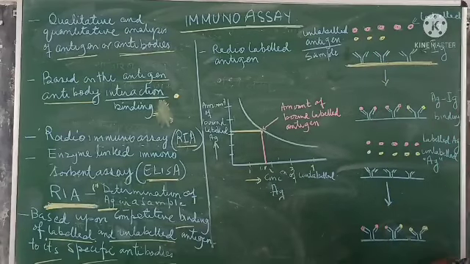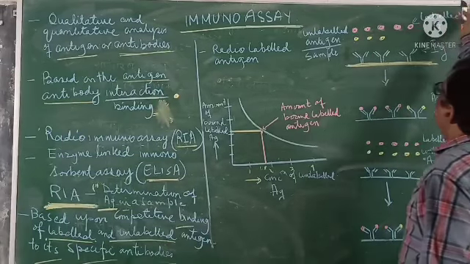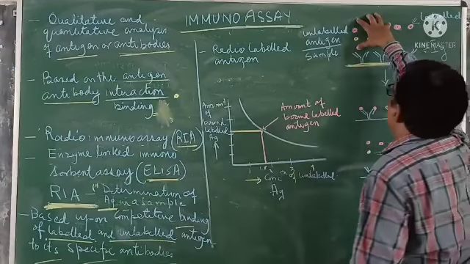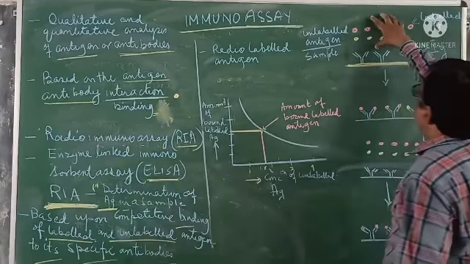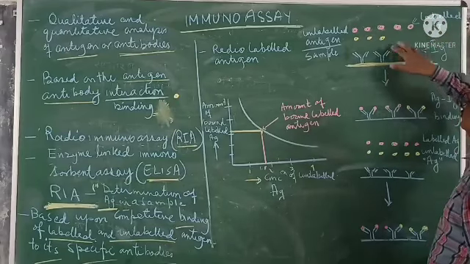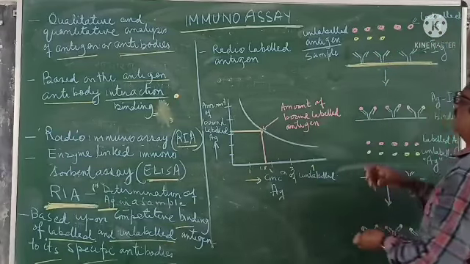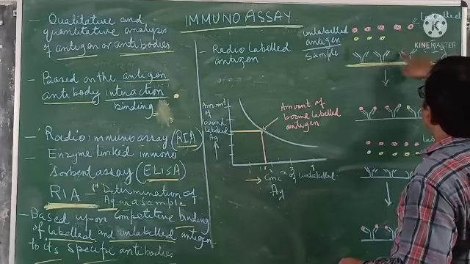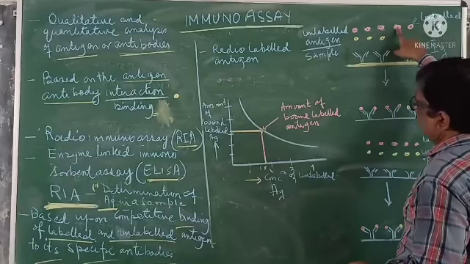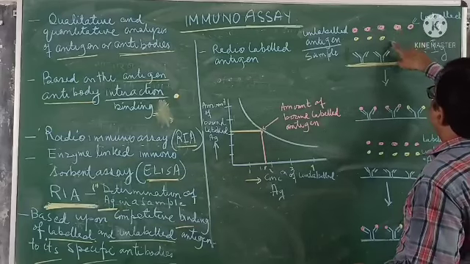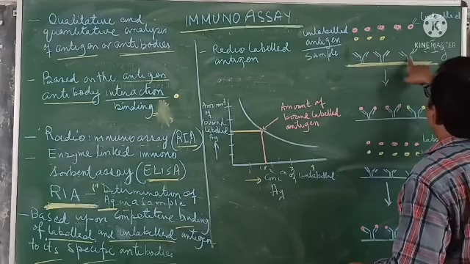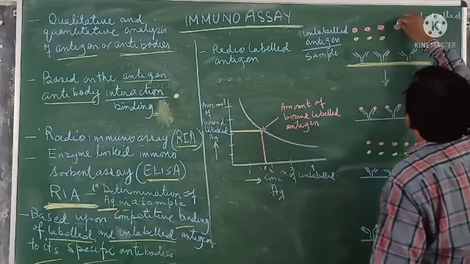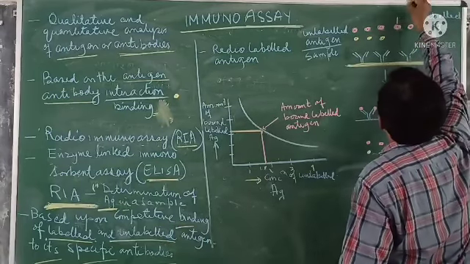And in the next step, two versions of the same antigen are added to this test tube containing the bound antibodies. Both these antigens are of the same nature and specific to these antibodies, but one is labeled. That means this antigen is attached to an isotope.